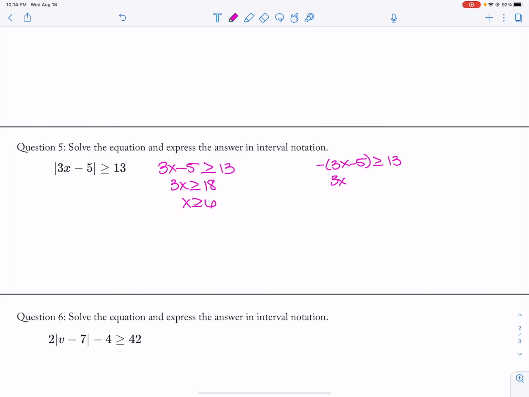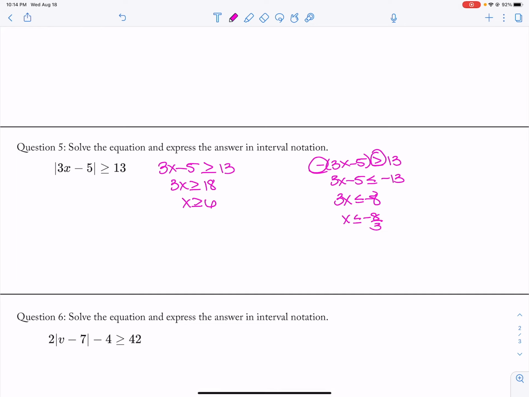And then 3x minus 5 is less than or equal to negative 13. So remember, when you divide by a negative number, you have to switch the direction of the inequality sign. So anytime you multiply or divide by a negative, you have to switch the inequality symbol. Okay, so then you get 3x is less than or equal to, we're going to add 5 to both sides, so I get negative 8. Divide both sides by 3, so x is less than or equal to negative 8/3.